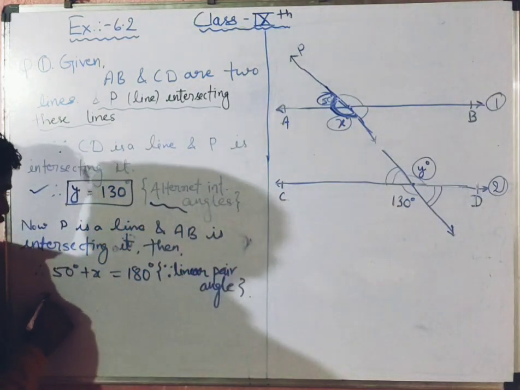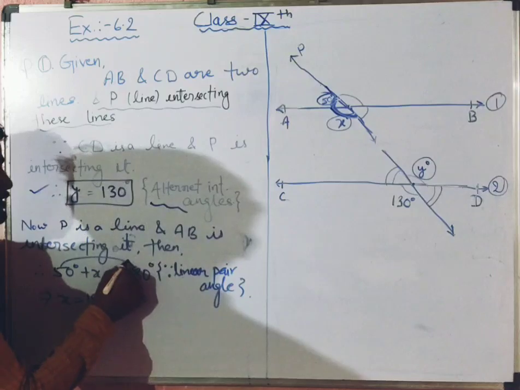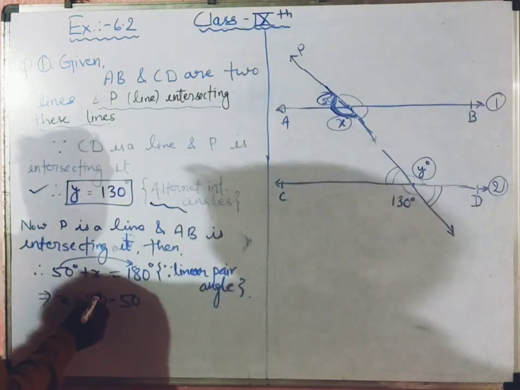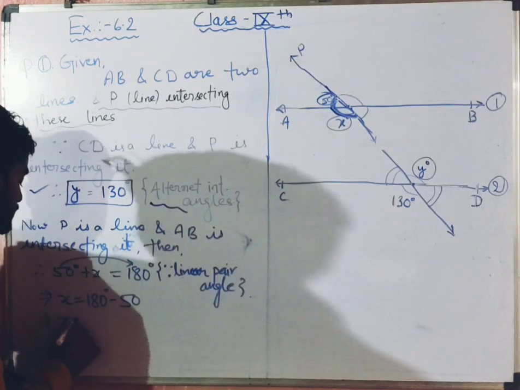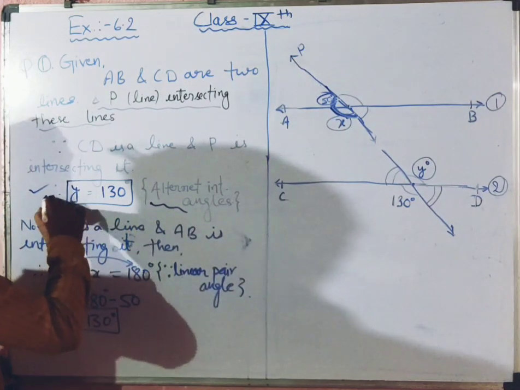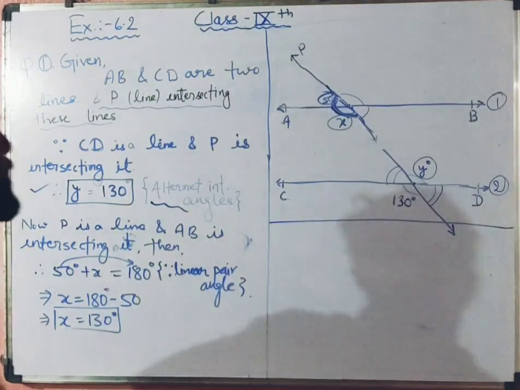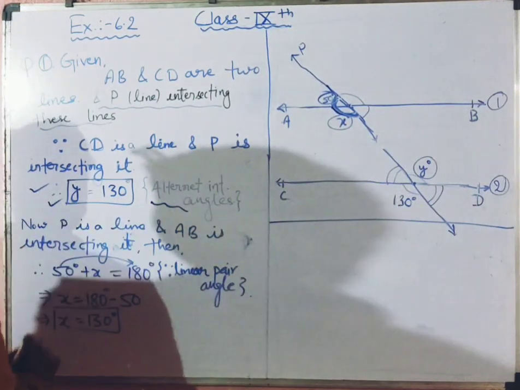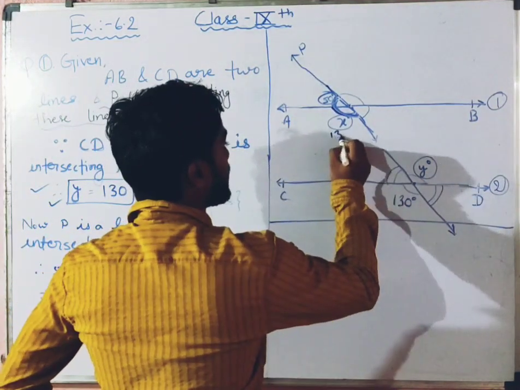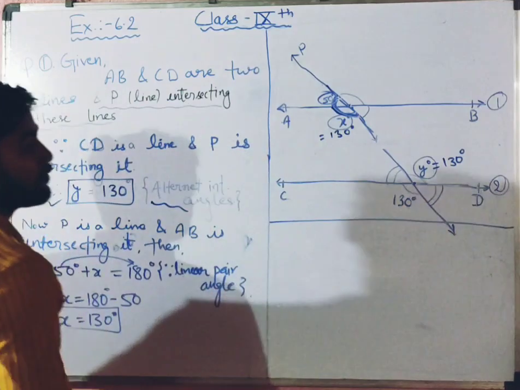Now we have to find the value of x. From there, x equals 180 minus 50. If you transpose this 50 from LHS to RHS, it will be subtracted from 180. So the value of x is 180 minus 50, that means 130 degrees. So the value of x is 130 and y is also 130 degrees. These are the two values of x and y. I am writing there that the value of x is 130 degrees, and the value of y is also 130 degrees.